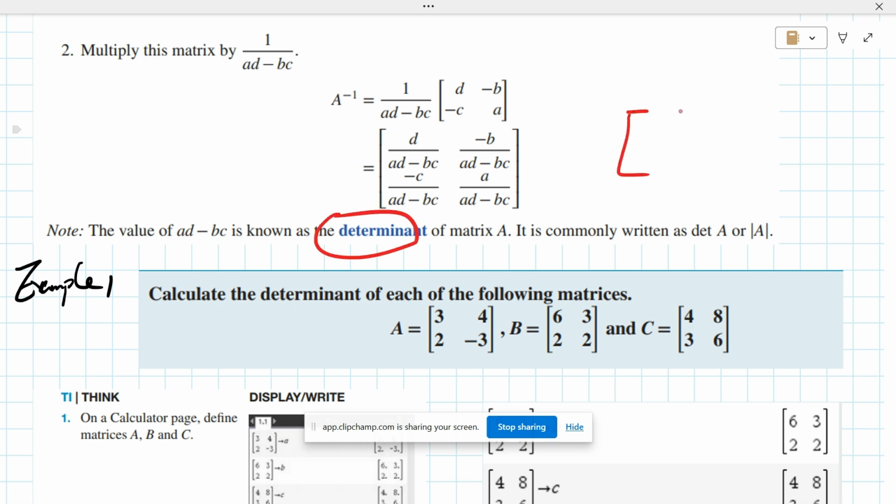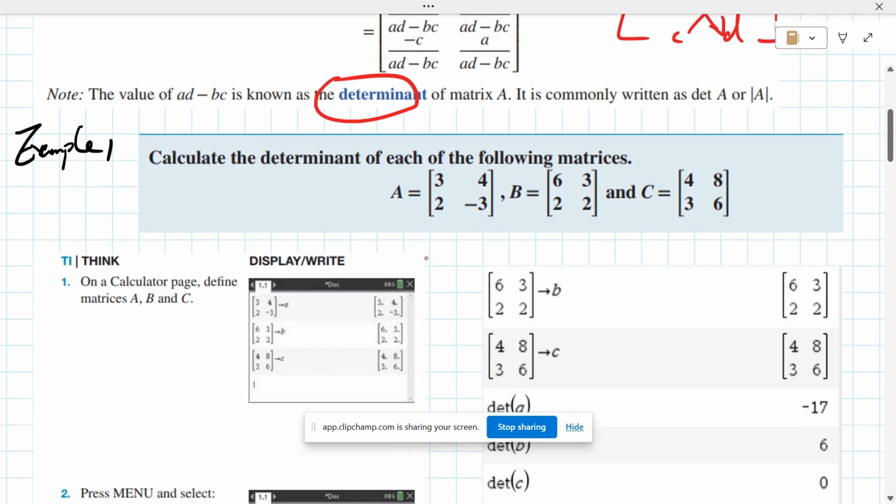So what does AD minus BC mean? We have A, B, C, and D as the matrix elements. A multiplied by D minus B multiplied by C, and that will be the determinant. So let's have a look at this determinant. How do we find the determinant?